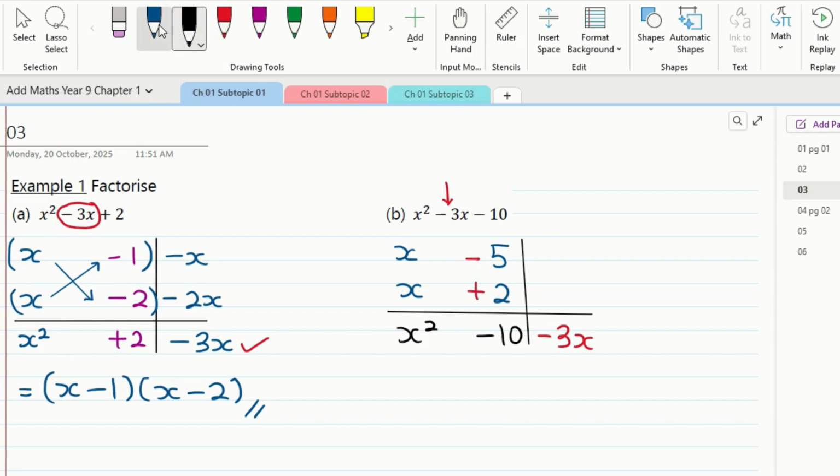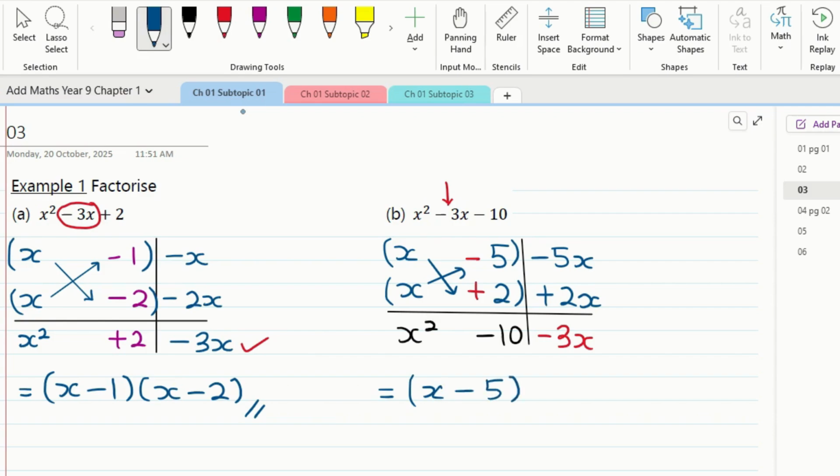So here, let's check it. This is negative 5x. When you cross multiply the factors, if you check carefully, negative 5x plus 2x is going to be negative 3x. So it means this is correct. So here, the correct factorization for this expression is (x minus 5) times (x plus 2).